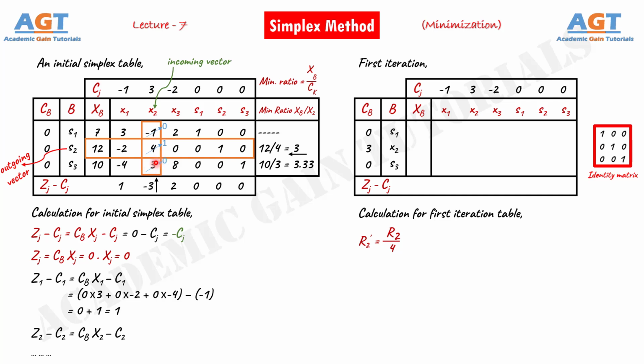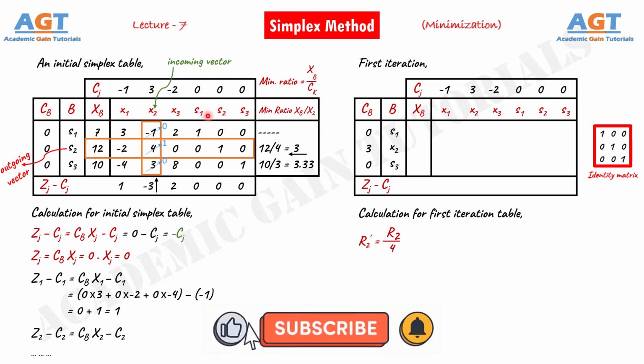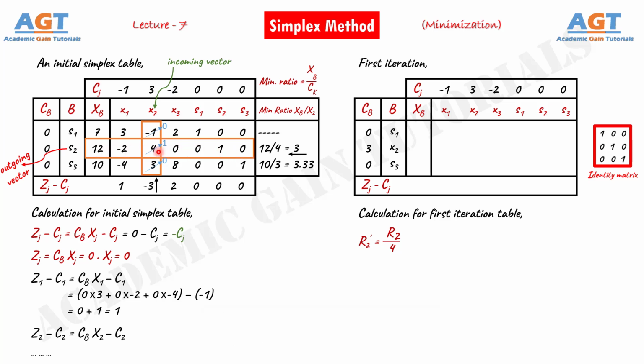If we check here, s2 was the outgoing vector. In the s2 column here we had 0, 1, and 0. In the second table, incoming vector x2 will take the place of outgoing vector s2. So, we have to ensure that the value of x2 column will be 0, 1, and 0, just like the old s2 column. For this reason, at first we will divide the R2 row by the key element 4, because if we divide 4 by 4, we will get 1 in this position. So, the operation will be R2 equals R2 divided by 4, we will divide all elements of R2 row by 4 to get the new R2 row.